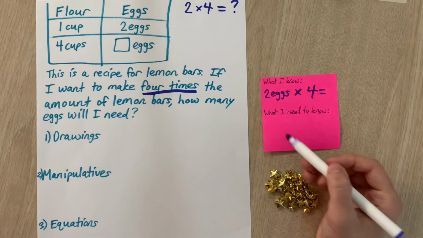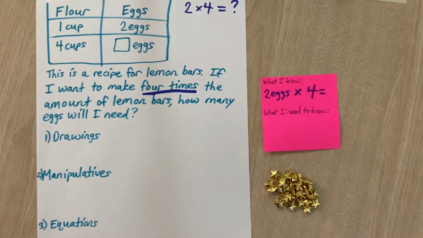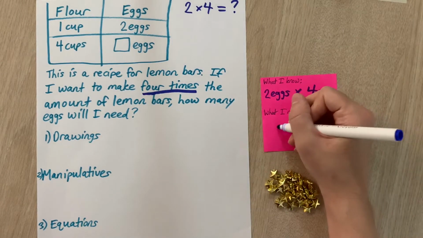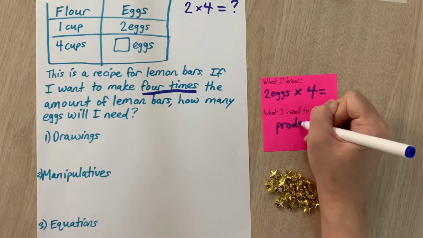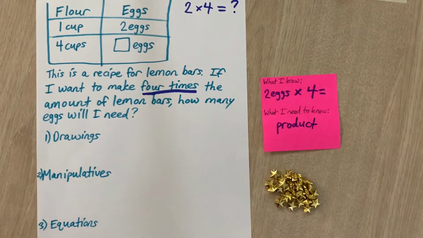Okay, and our next section is what I need to know. So we need to know the product. We need to know how many eggs we will need to make 4 times the amount of lemon bars. So we're going to write product. We need to find the product. Okay, so we can solve this 3 different ways, and our first one is to draw it. So let's try drawing to find the answer.